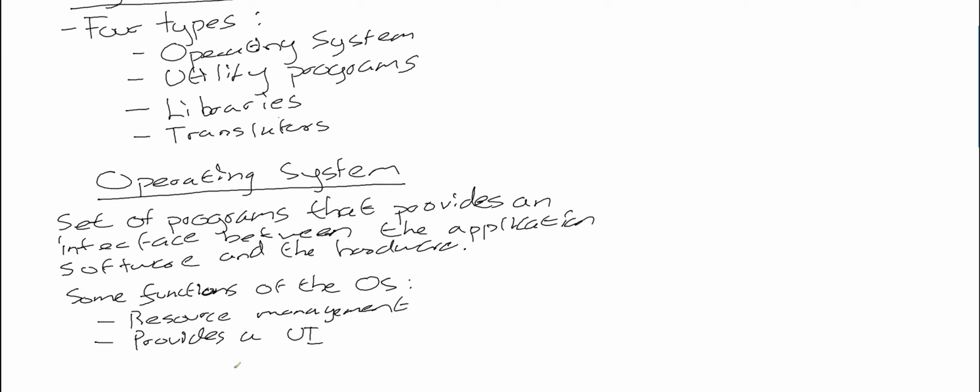Okay, so just to recap then, the operating system is a set of programs that provides an interface between the application software and the hardware. And some of the functions of the operating system are that it manages the computer's resources and it provides a user interface. So those are just two example functions of the operating system. See if you can come up with some more functions of the operating system yourself.